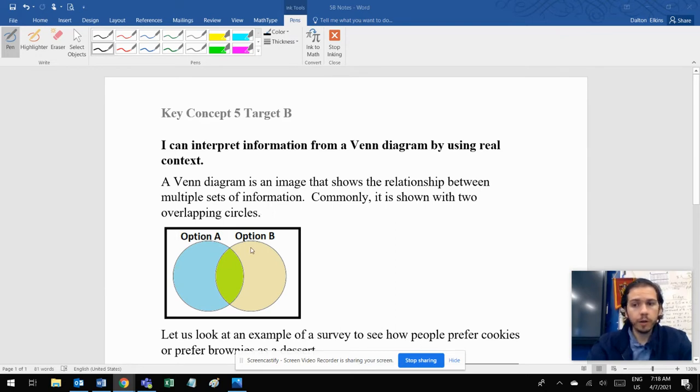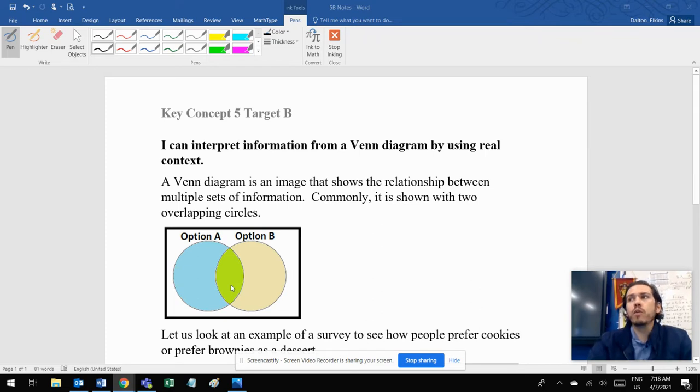In the example we have right here, the option A section would be colored in blue here, and option B is this kind of yellowish color. Now, as you know, when you mix yellow and blue, you make green. So this section in the middle represents both option A and option B.